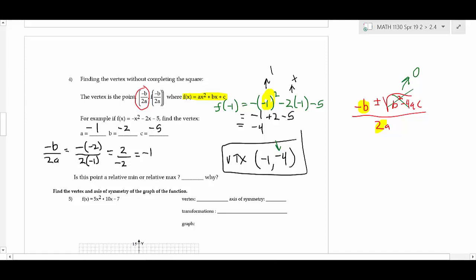To me that's a little bit simpler. What do you think? Yeah, I like that better. Students usually do. To me it's the same amount of work. It's just arithmetic, though. You turn finding the vertex into an arithmetic problem.